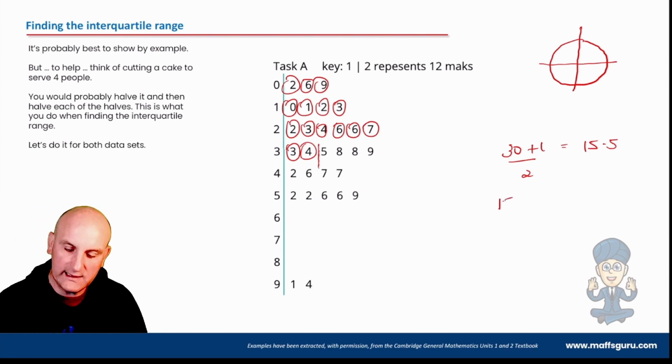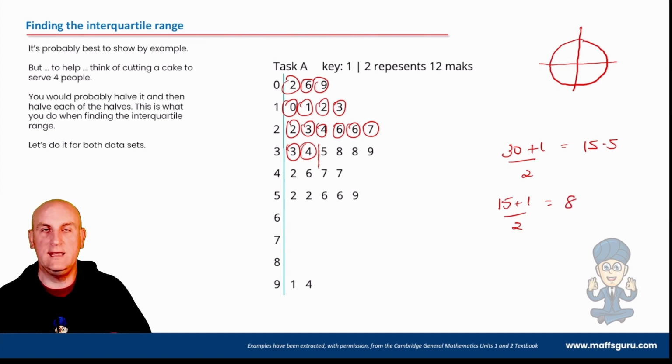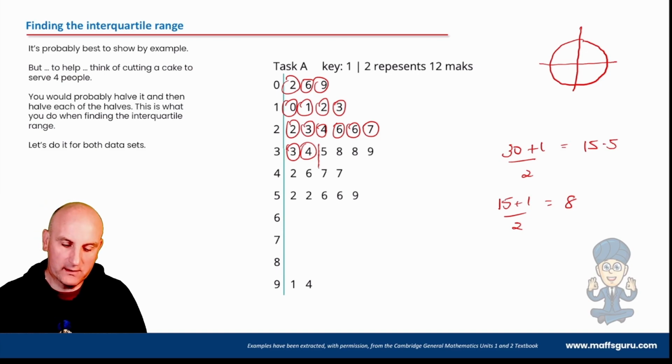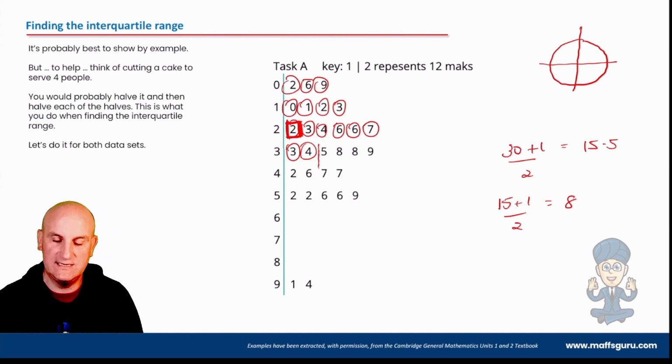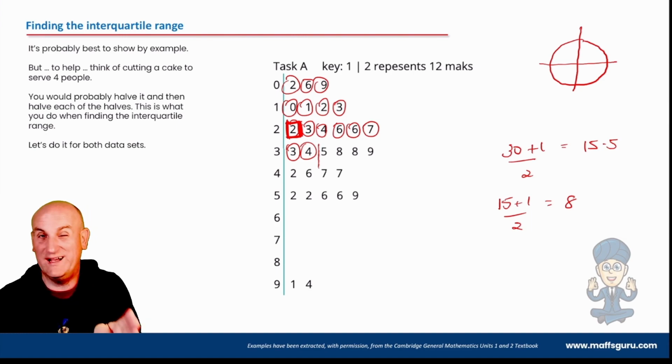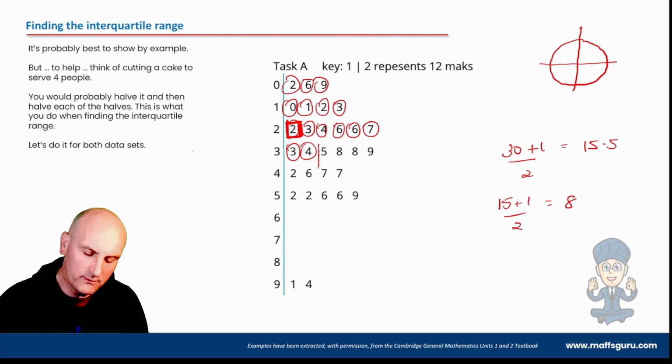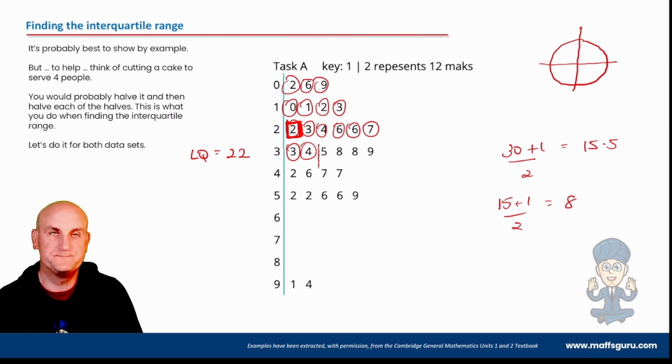If I've got 15 data items, I add 1 and divide by 2. That tells me that the middle of that half is going to be the 8th position. So 1, 2, 3, 4, 5, 6, 7, 8. There we go, I'm putting a box around it. My 8th position is the number 22. So I now know that this halfway part, which we call the lower quartile, LQ, is given by the number 22.